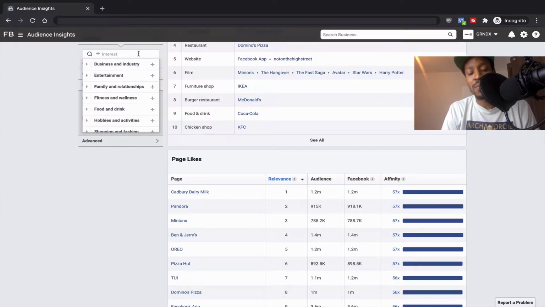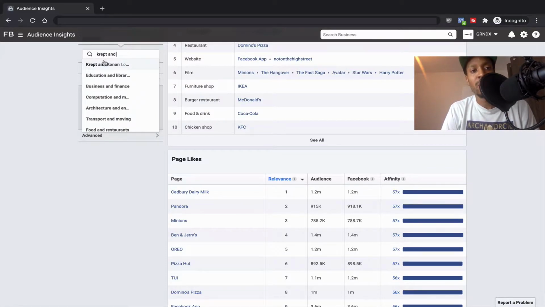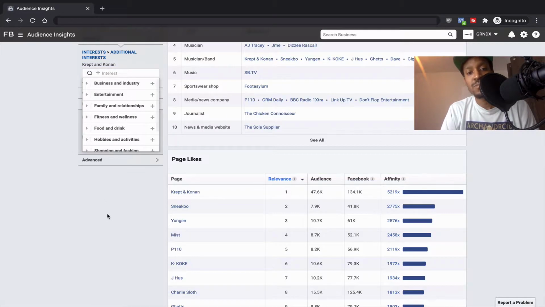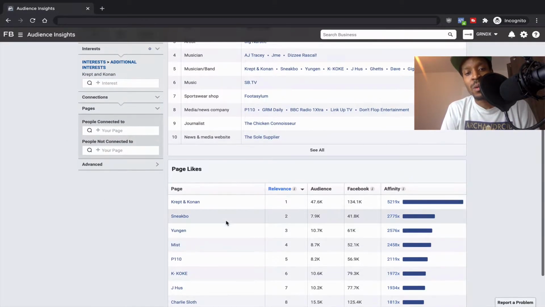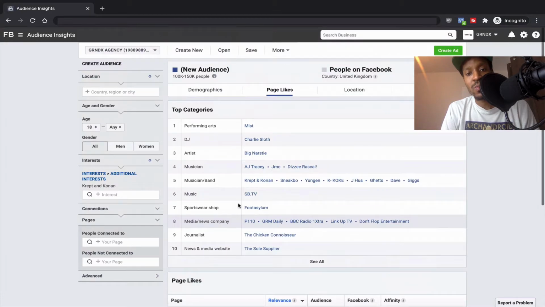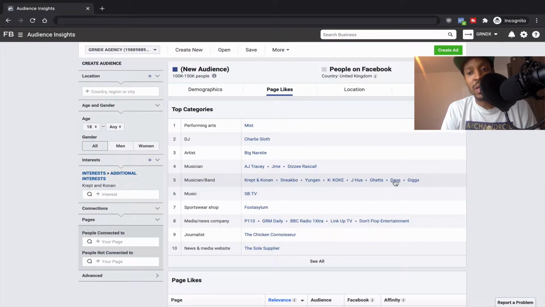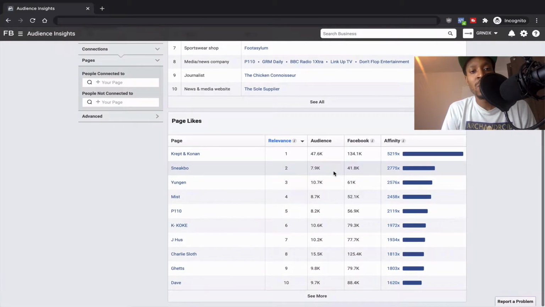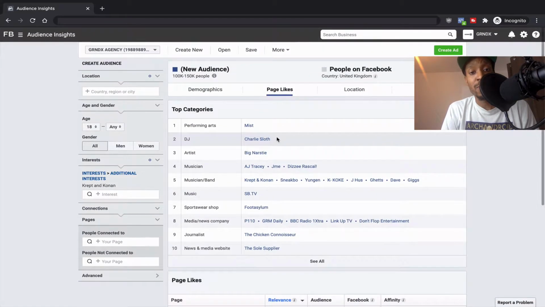So we want to type in Krypton Conan. Okay, they pop up. You can see Krypton Conan. We go over here. Gigs appears over here, so we know that they are closely related and it wasn't just a blip. But you can see more artists that pop up here as well, such as Sneakbo, Youngin, J Hus pops up again, AJ Tracy, JME, Dizzy Rascal, and Charlie Sloth popped up.